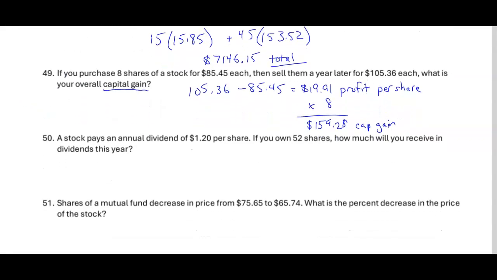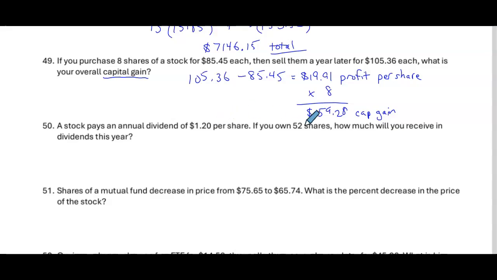Okay, a stock pays an annual dividend of $1.20 per share. We own 52 shares. How much will we receive in dividends this year? Okay, that's pretty simple. So we have 52 shares and each one pays $1.20. So if you multiply that out, you get a total of $62.40. No worries there. It's possible that a stock could pay a quarterly dividend though, and then it'd be 4 times per year, so you'd have to adjust that if that's the case.